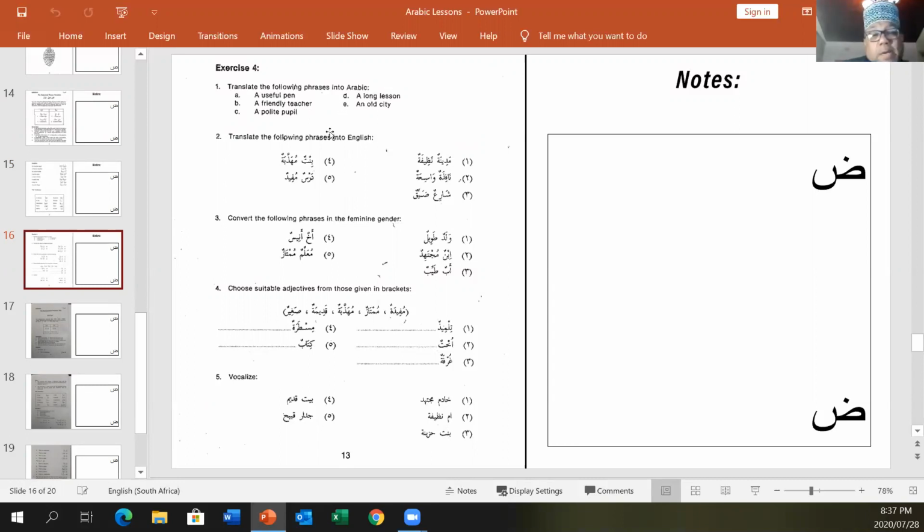Can we open them, Yusuf? Whoever can just give the answer, then we go on, inshallah. Okay, fine. A useful pen. Qalamun mufidatun? Come again. Qalamun mufidatun? No, qalamun mufidun, masculine. Second one, a friendly teacher.